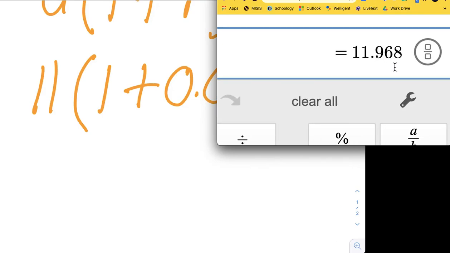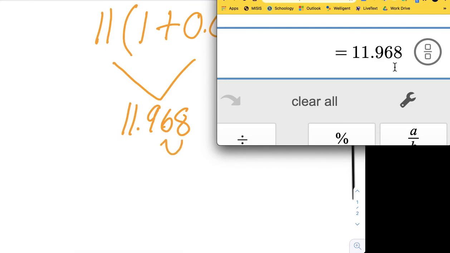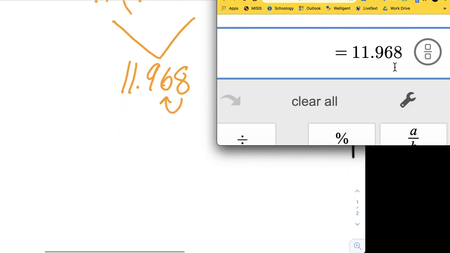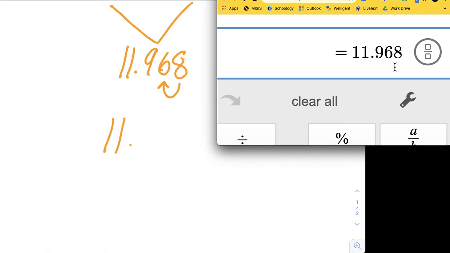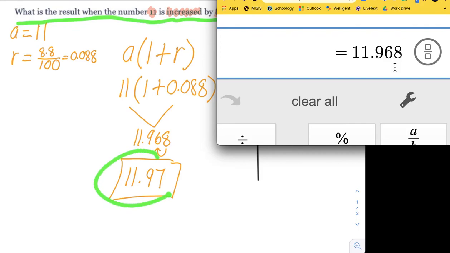We get 11.968. And this 8 is going to tell this 6 to round up to a 7. So my final answer is 11.97. And this is our solution, right? What is the result when the number 11 is increased by 8.8%? You get 11.97.